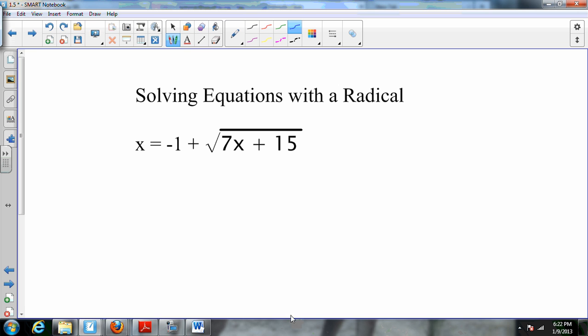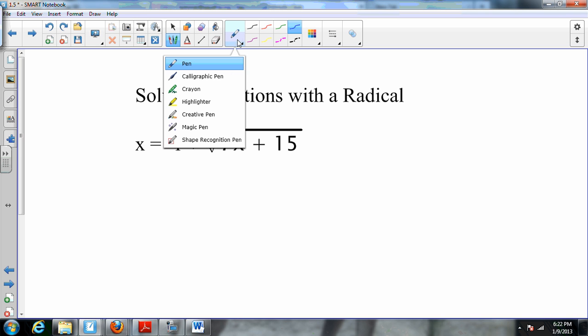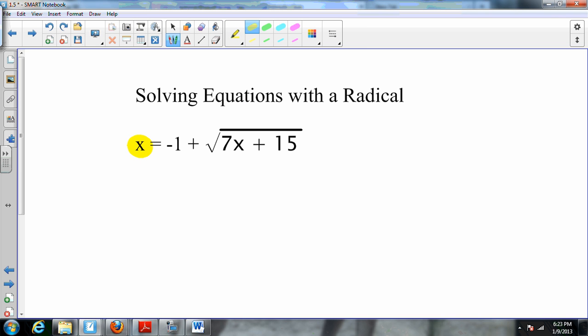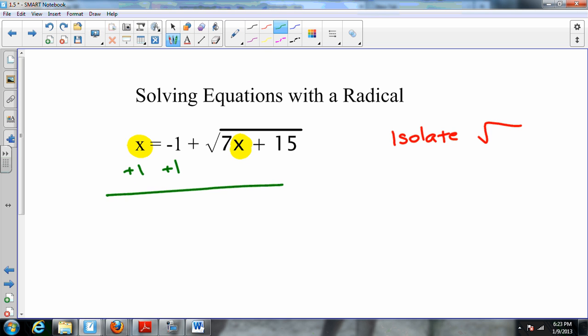Our next problem is x equals negative 1 plus root 7x plus 15. Now we see that we have two x's, here on the left, here on the right. One's inside a radical. One's outside. So we need to isolate the radical first. So that means it's a negative 1. Let's add it to both sides. So we are at x plus 1 equals root 7x plus 15.